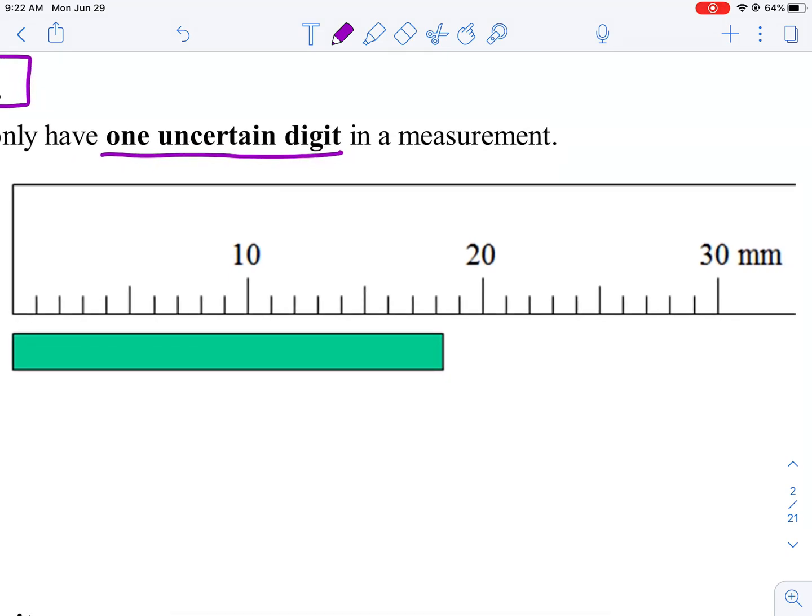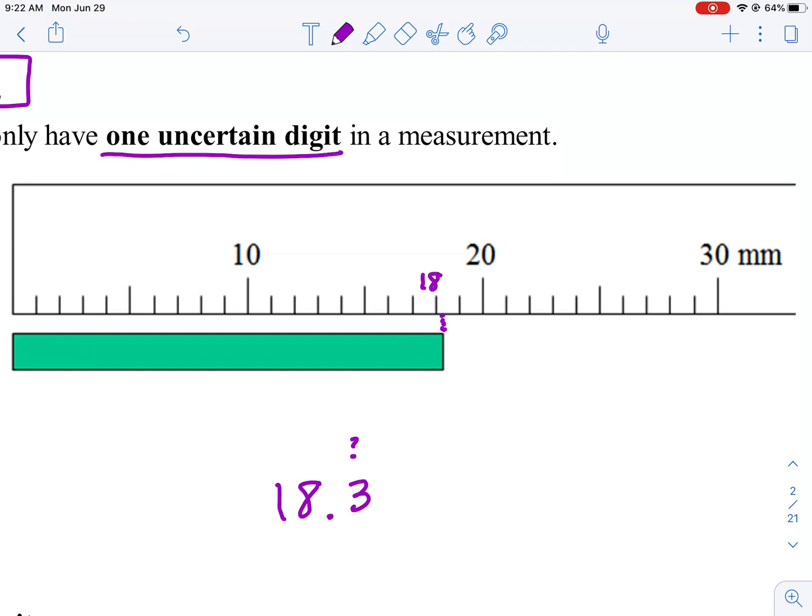So again, here's an object we're trying to measure. Now if you take a look at it, you can see that it's very, very clearly bigger than 18. Like it's bigger than 18 for sure. So the 18 would be considered certain. But the next part, if I just do a dotted line, this one we have to kind of guess. And it looks like 0.3, but I'm not sure of that. This one could be a 2, could be a 4.